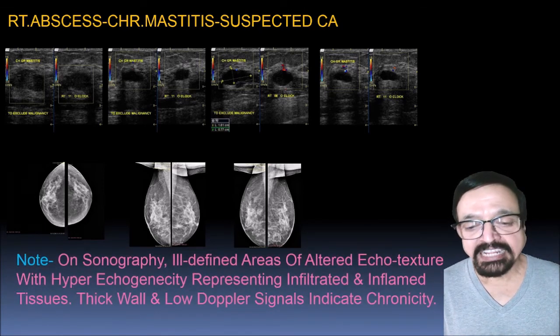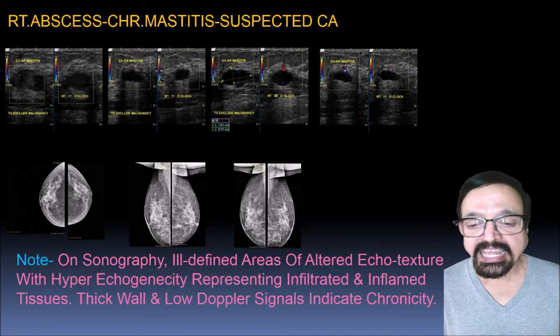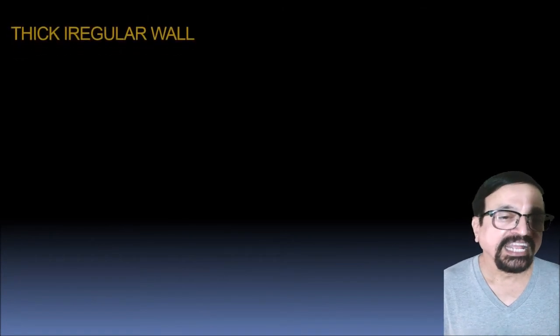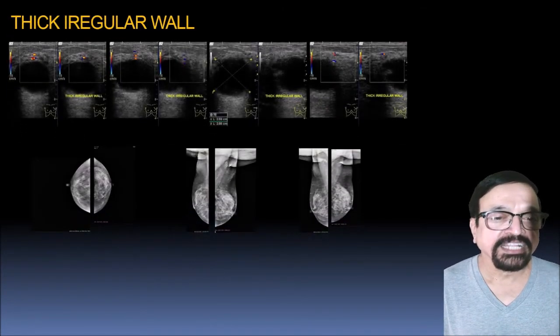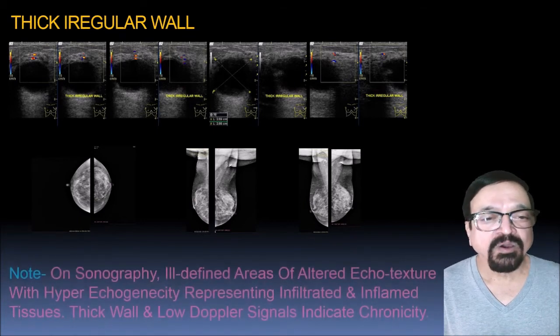On sonography, ill-defined areas of altered echogenic texture with hyperechogenicity resembling infiltrated or inflamed tissues. Thick wall and low Doppler signal indicate chronicity. So again, good history taking and good ultrasound correlation is something that is required. Here we can see a thick wall, irregular wall.